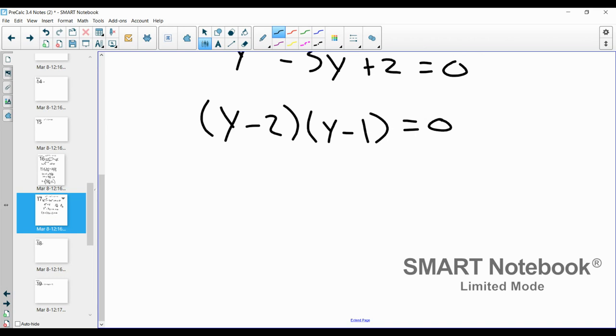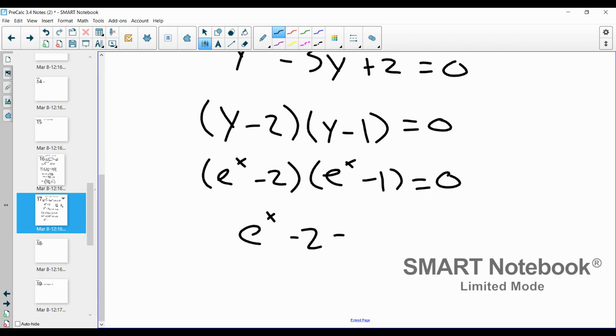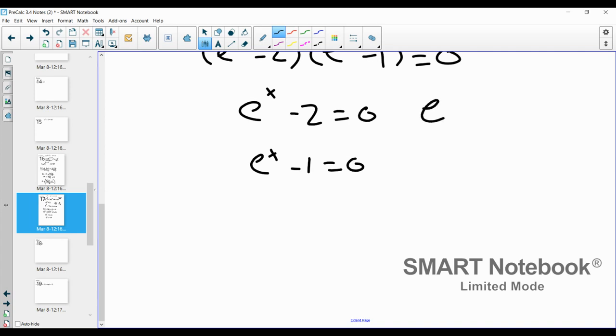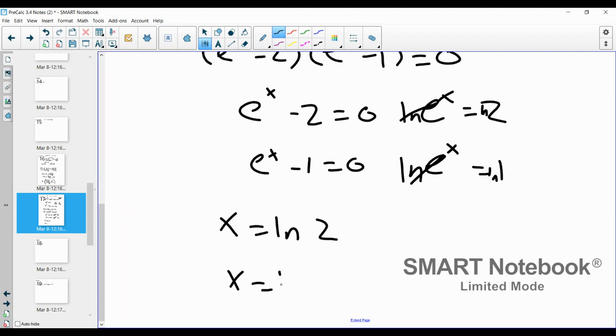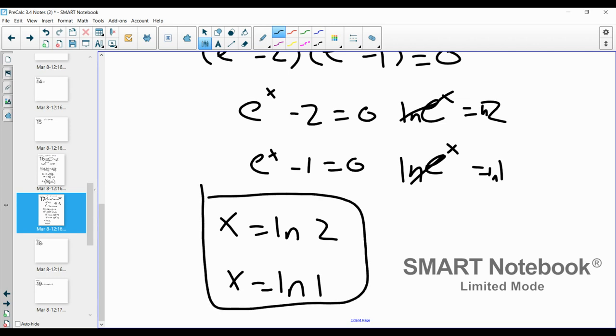I'm then going to replace, so I have y's, but now I don't want y's anymore. I want e to the x back. So I'm going to retake my y's and set them back equal to e to the x. And so this is e to the x minus 2, e to the x minus 1. Set them both equal to 0 now. e to the x minus 2 equals 0. e to the x minus 1 equals 0. This would be e to the x equals 2, e to the x equals 1. ln of both sides in both cases here. So these cancel, and I'm just left with x equals the ln of 2, x equals the ln of 1, and those would be my answers there.